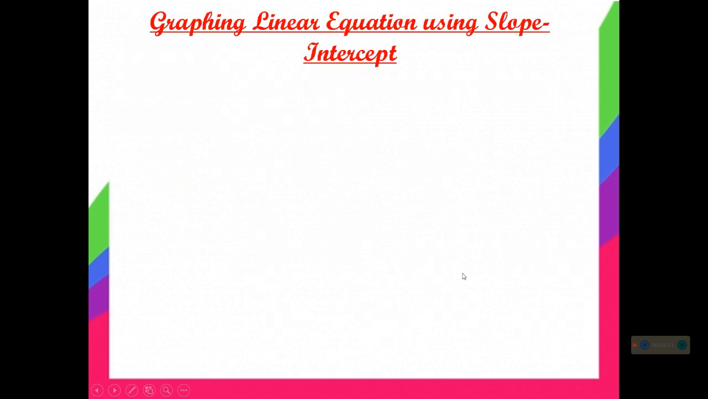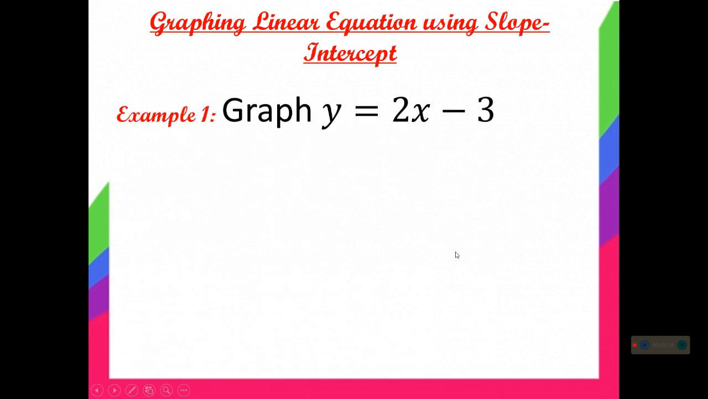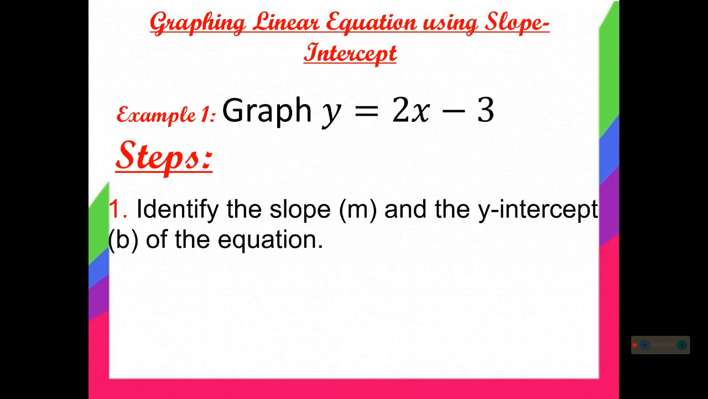Okay? So let's have graphing linear equation using the slope-intercept. Okay? So I have here the first example, graph y equals 2x minus 3. So let us have the steps, okay, so that we can graph this systematically. First, you have to identify the slope m and the y-intercept b of the equation. Okay, so we have here y equals 2x minus 3. So our m here will be 2 and our b here is negative 3. Okay, that is the first step.